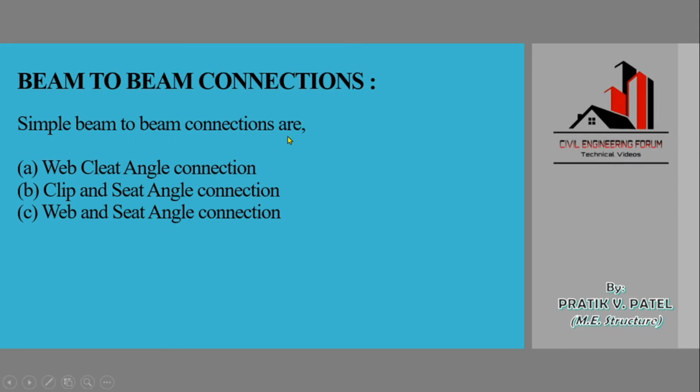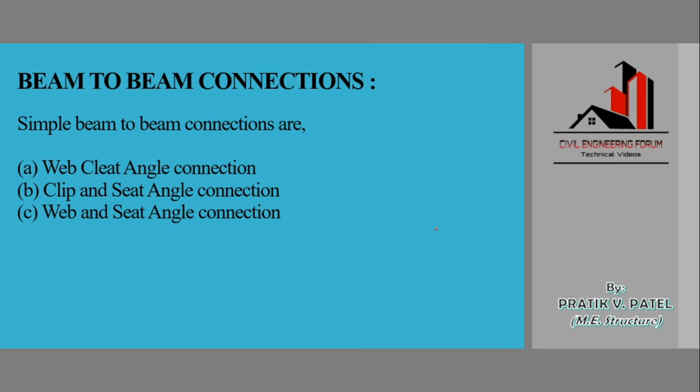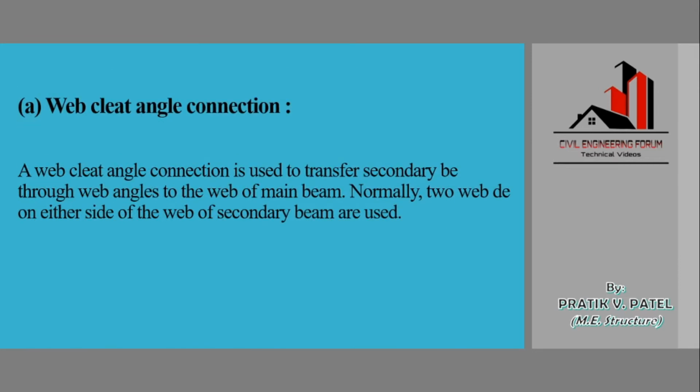Simple beam to beam connections are of three types, where the first is web cleat angle connection, second is clip and seat angle connection, and third is web and seat angle connection. So these are the three ways, or we would say systems of connection, by which any two beams are connected. The first is web cleat angle connection.